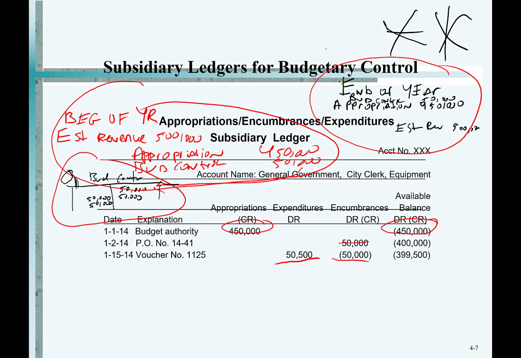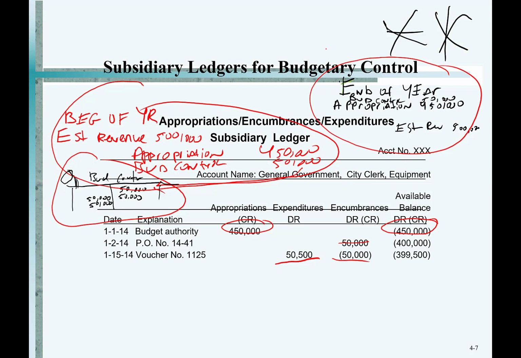Do you always close your revenue and expense accounts in accounting? Yes, you do. Good. Those are temporary accounts, right? Well, these budgetary accounts are all temporary accounts. None of them are going to be affecting balance sheet accounts, right? So they're all temporary accounts, so I have to close them at the end of the year. When I close them at the end of the year, I reverse them.